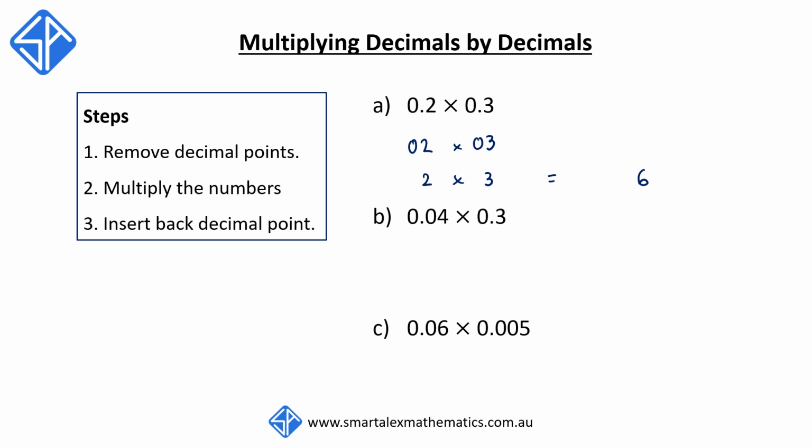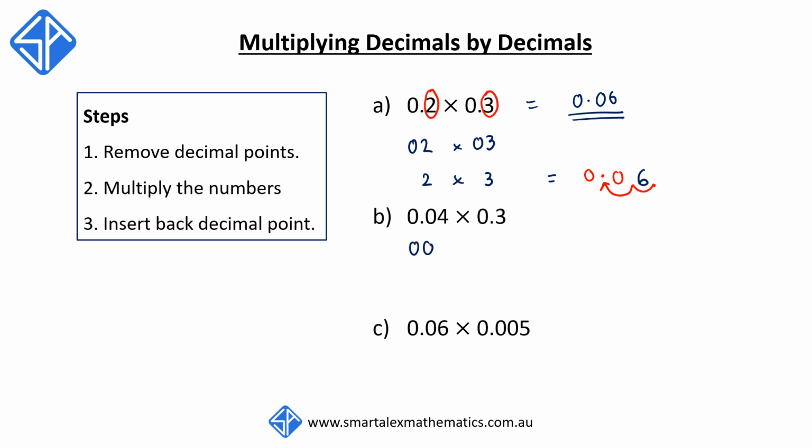The number of decimal places the answer will have will depend on the total number of decimal places there are in the question. 0.2 times 0.3, we've got one decimal place, two decimal places. So from the right of 6, we're going to move the decimal point 2 places to the left and fill in the gaps with 0. So 0.2 times 0.3 is equal to 0.06.